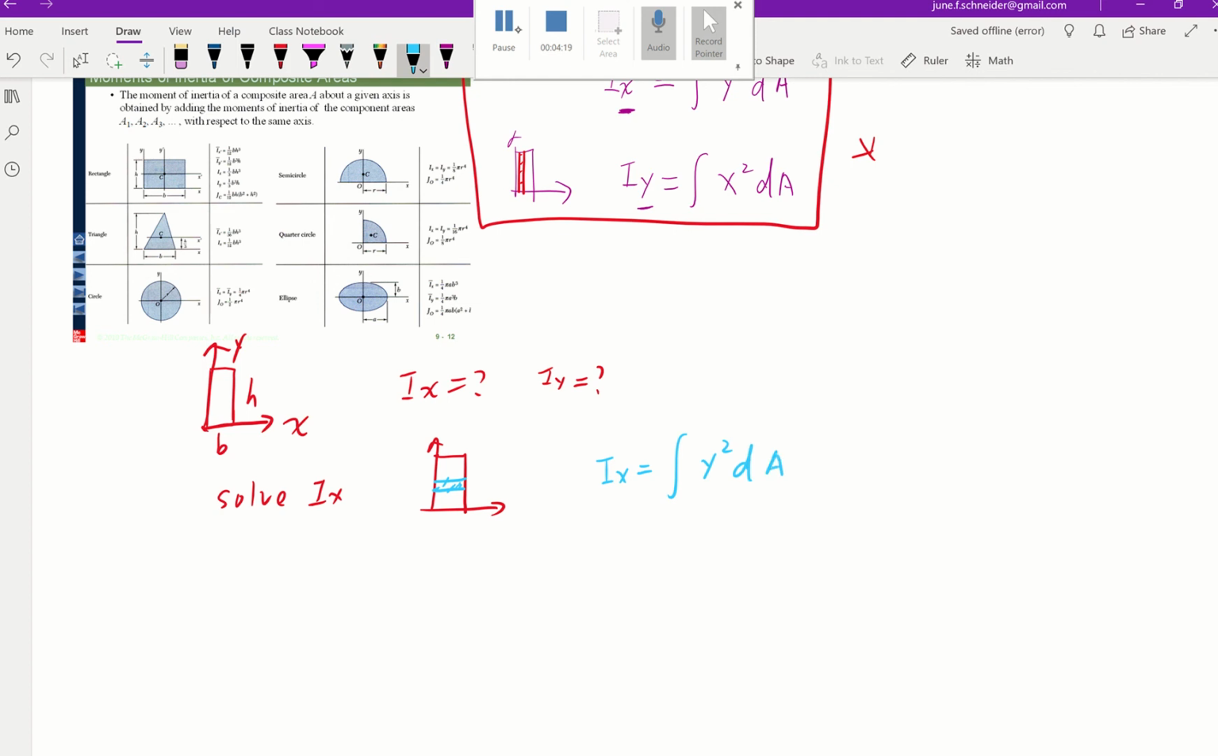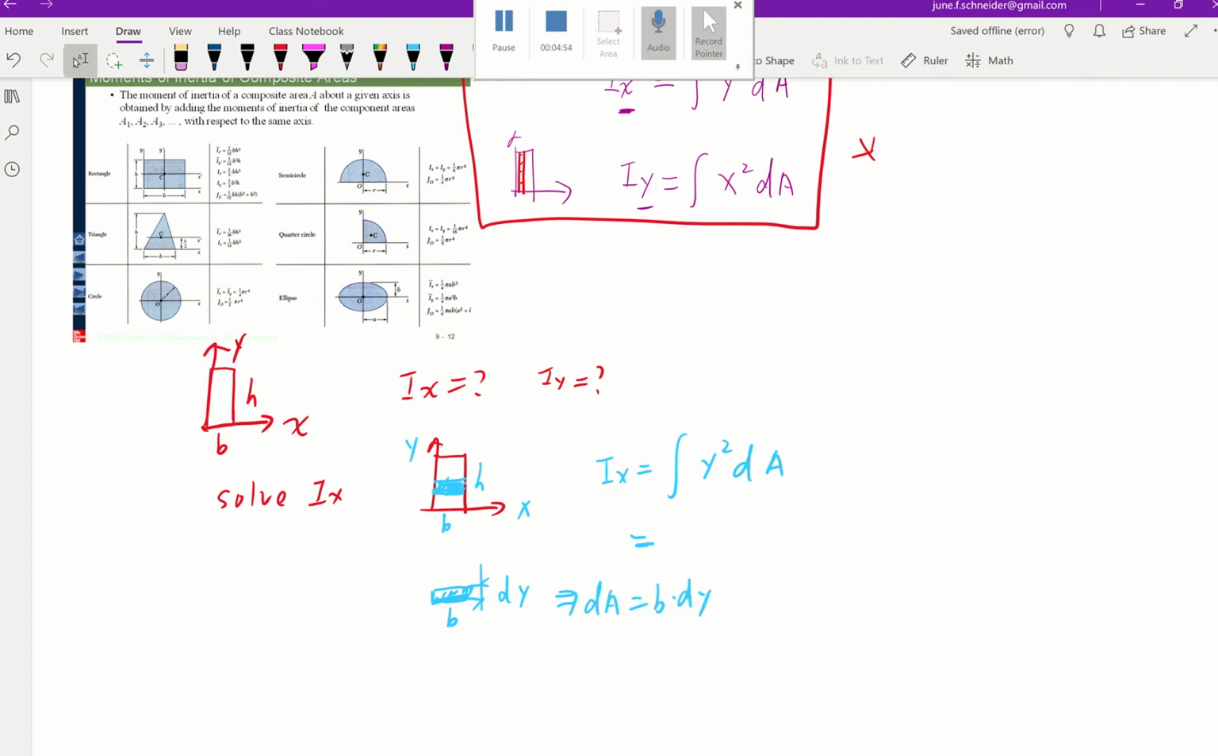Now let's take a look. This is B, this is H. Let's look at this rectangle here. If I extract it out, what's the length of the base? It's going to be B, right? And what's the height? That's our differential length, dy, because here is x and y. So in that situation, we know our dA, this area, is going to be b times dy.